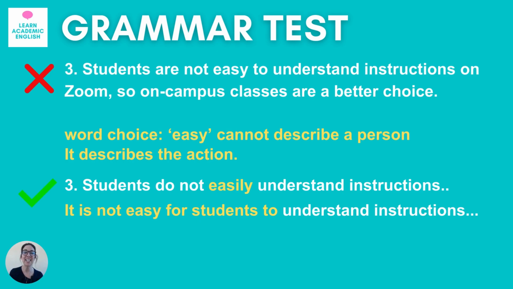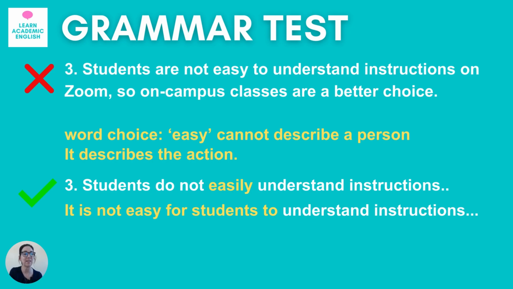Let's look at the answer. Well, the problem here is word choice, okay? We cannot use easy to describe a person in this meaning, and it should describe the action. So let's look at the sentence again. Students are not easy to understand instructions. Okay, what is not easy? Is it the students? No. What is not easy is understanding the instructions, okay? So easy describes the action. It cannot describe the subject here.